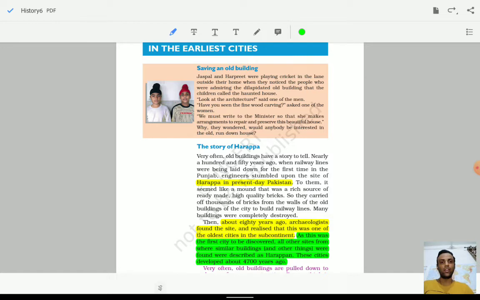So let us understand the different aspects of this civilization. This city developed about 4700 years ago. If you remember, chapter 1 gave us the timelines: what happened 8000 years ago, then 4700 years ago what kind of civilization developed. The civilization it was referring to at that time was the Harappa Valley civilization. Later on it also referred to the development that happened 2500 years ago: new kingdoms evolved, and Magadha was an important kingdom.